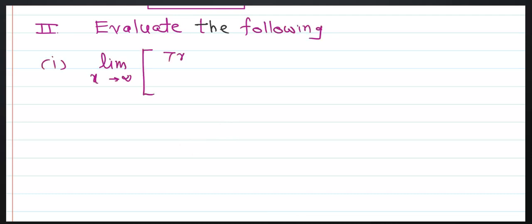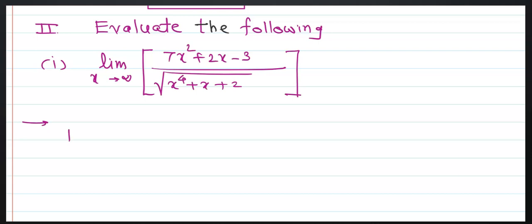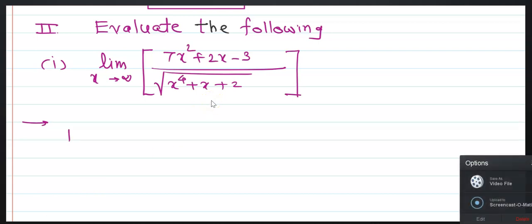Now, question number 2. Evaluate the following limits. (7x² + 2x − 3) upon √(x⁴ + x + 2). Now the highest power of the denominator here is x⁴, but it is a square root. Therefore, the highest power of the denominator is x².